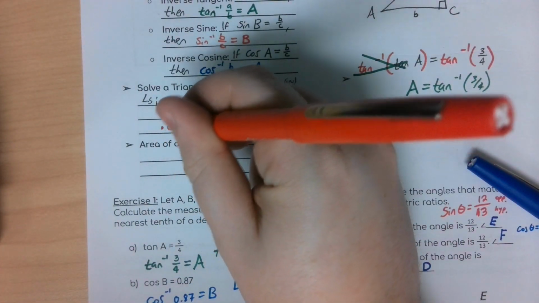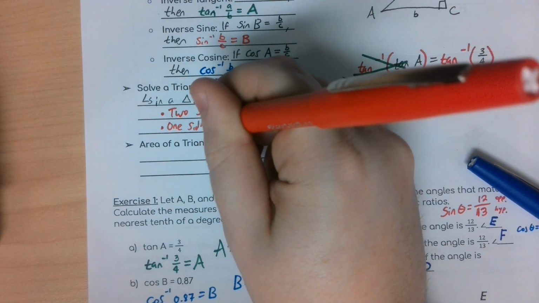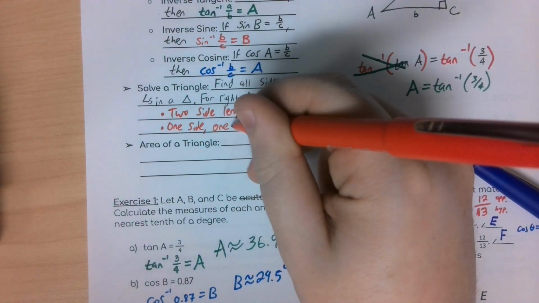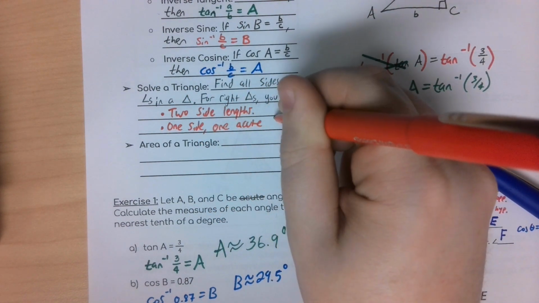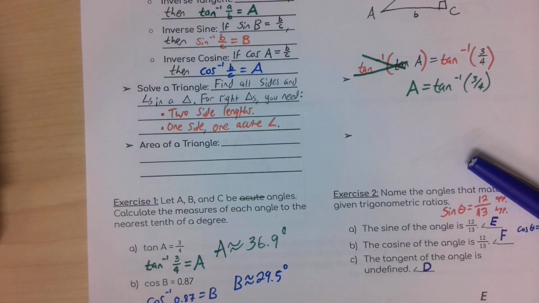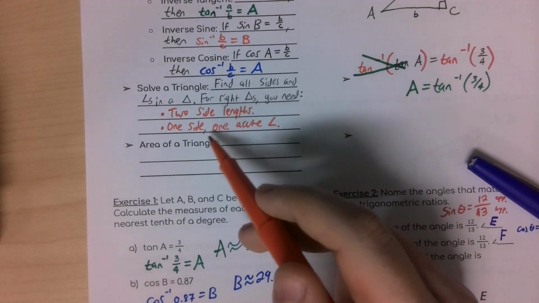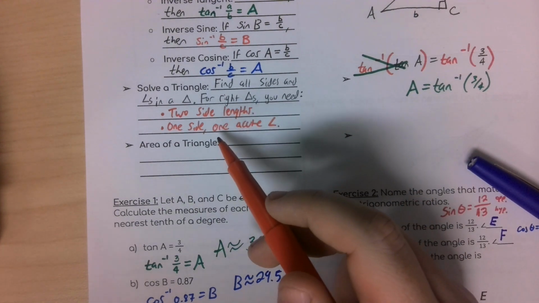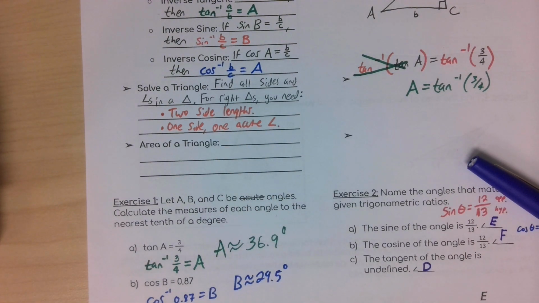Alternatively, one side, one acute angle. If we're dealing with a right triangle and you've got another acute angle, you can find the third angle knowing that all triangles add up to 180. Then you can use regular trig, because with regular trig functions, you know the angle and you're finding the side.